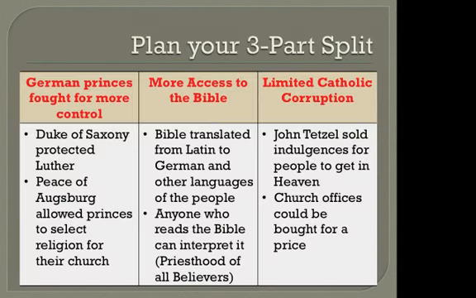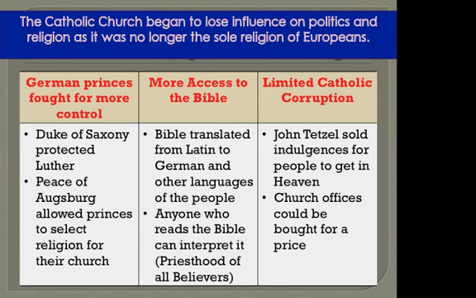So let's take a look at our three-part split. I'm not going to talk about the first one because you can see that example in just a second. But I want to talk about the other two body paragraphs: more access to the Bible and limited Catholic corruption. And I want to put up for a second what our thesis statement is at the top. So look at more access to the Bible. That will become your claim. And so you need to take that topic and relate it to the thesis.